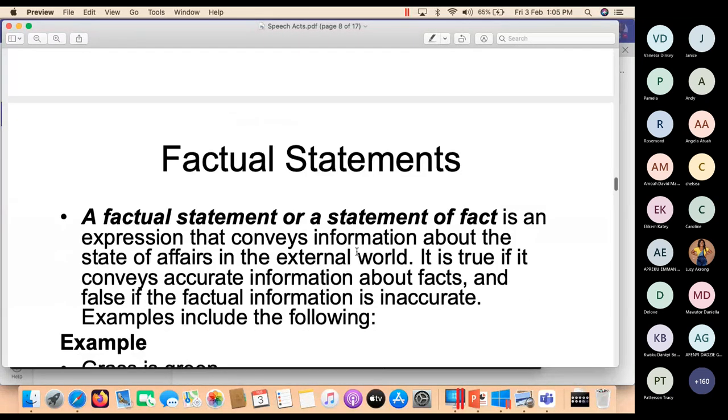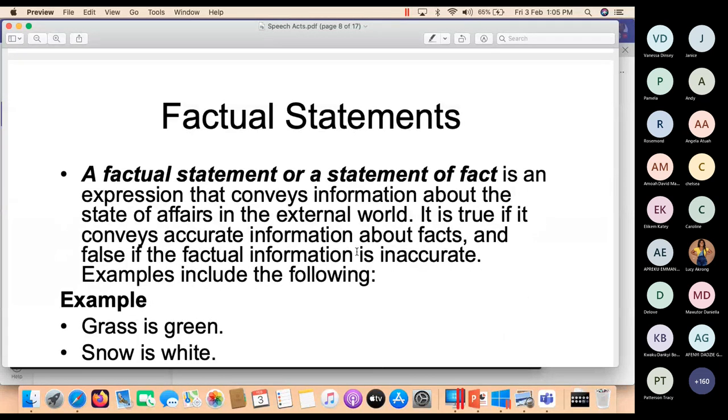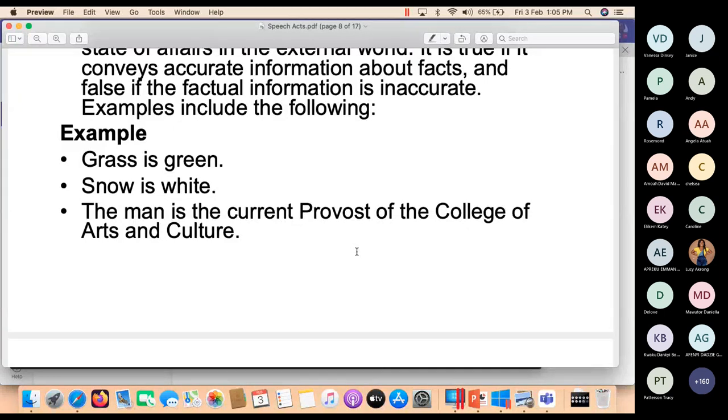The factual statements, or statements of fact, are expressions that convey information about the state of affairs in the external world. So factual statements are just statements of fact, they can be verified. Grass is green, snow is white. That man is the current provost. You can verify these things. So that's why we call them factual statements. They are statements about facts.